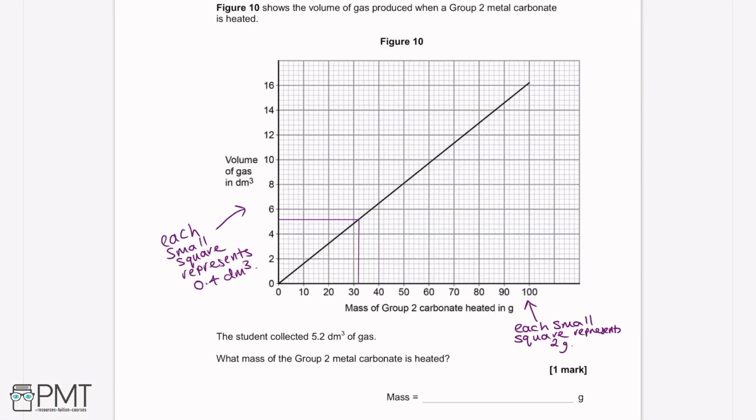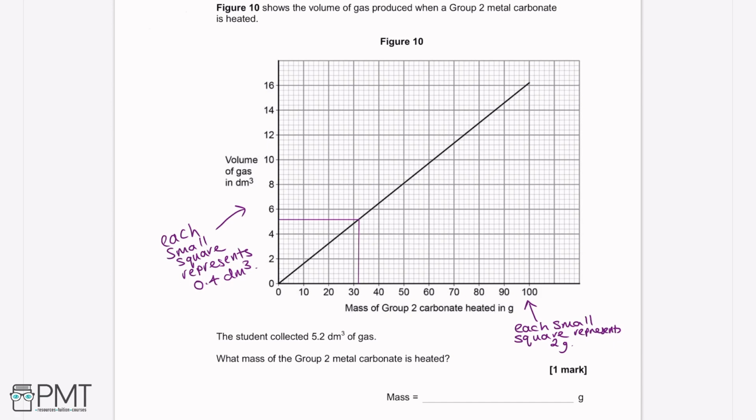Figure 10 shows the volume of gas produced when a group 2 metal carbonate is heated. So what we've got in figure 10 is the volume of gas in decimeters cubed on the y-axis and the mass of group 2 carbonate heated in grams on the x-axis. Now what I've just pointed out here in purple is that on the y-axis every small square represents 0.4 decimeters cubed, and on the x-axis every small square represents 2 grams.